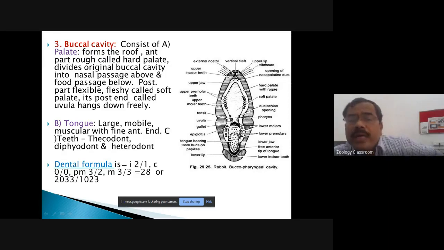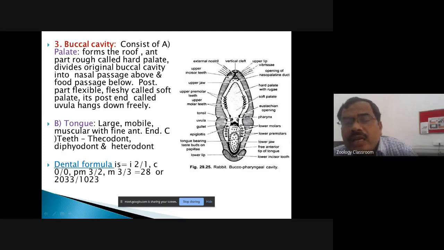Then if you see the openings into the buccal cavity or the buccopharyngeal cavity, the first opening is seen here on the roof of the upper jaw. It is the nasopalatine duct. Another opening, if you see here, these are the two openings. These openings are called Eustachian openings. That is, the opening of the middle ear.